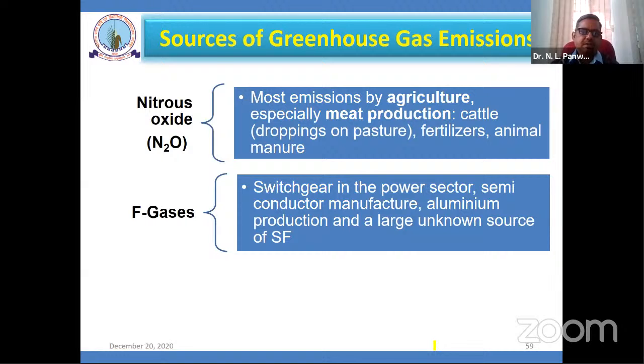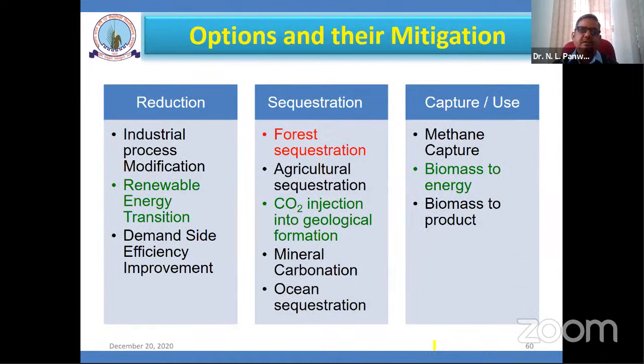Now, as far as options for mitigation are concerned, the very first option is reduction. We reduce through industrial process modification. It means we can reduce greenhouse gas emission by modifying the industrial process. The old-age process has to be replaced and modified, improve the overall efficiency, and use renewable energy transitions in the process.